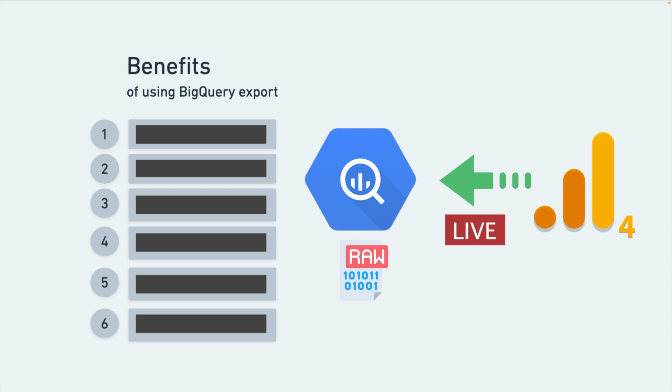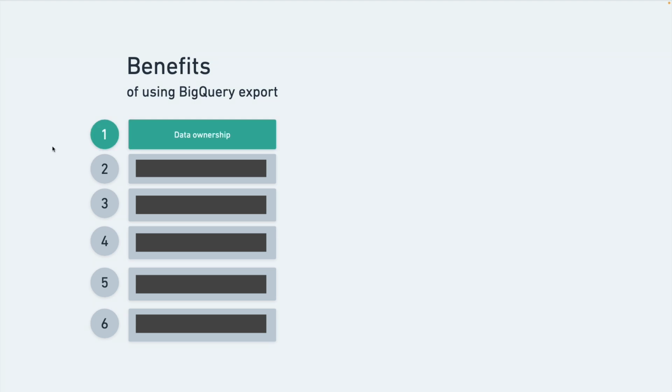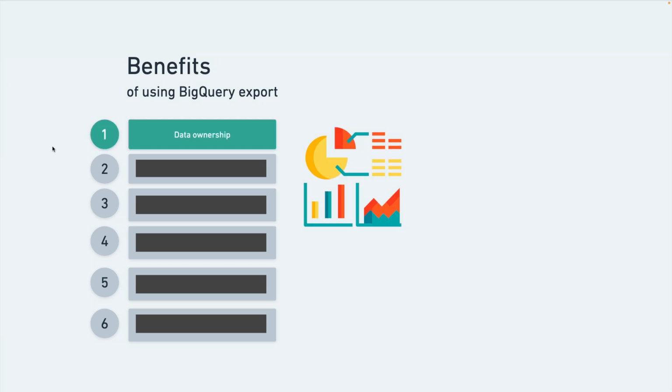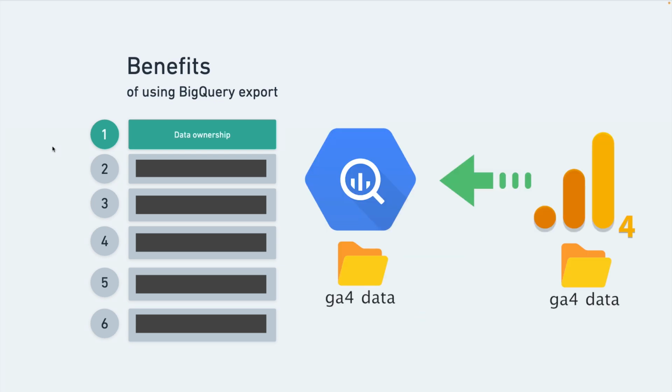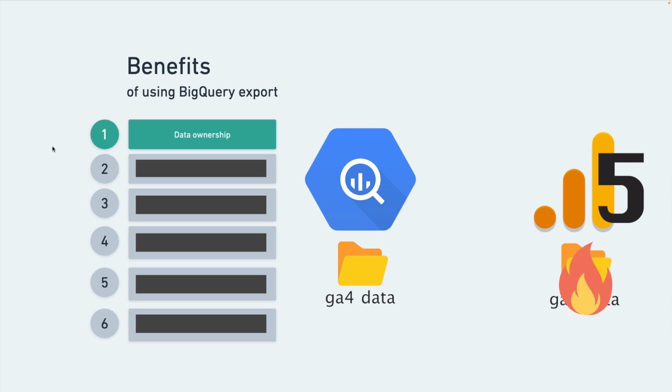And since this data is stored outside of Google Analytics under your Google Cloud account, this leads to the first benefit, data ownership. You have full control of how you analyze your data, the location where you store it, and how long you get to keep it. Even if Google releases some new analytics version like GA5 and deletes everything that you had in GA4, as is currently happening with Universal Analytics, you will still have access to exported data in BigQuery.